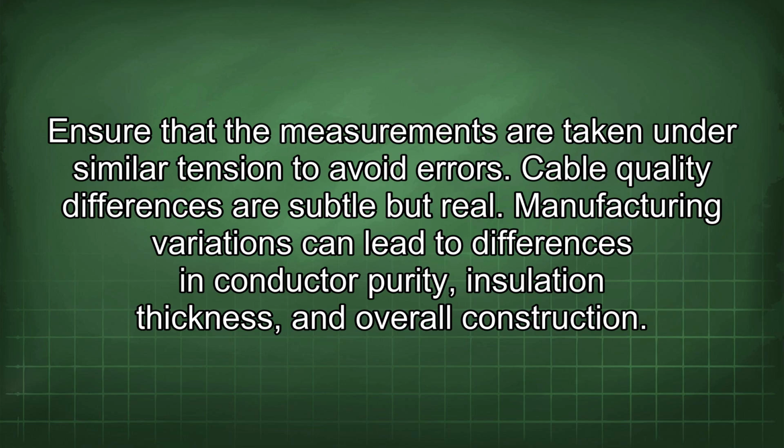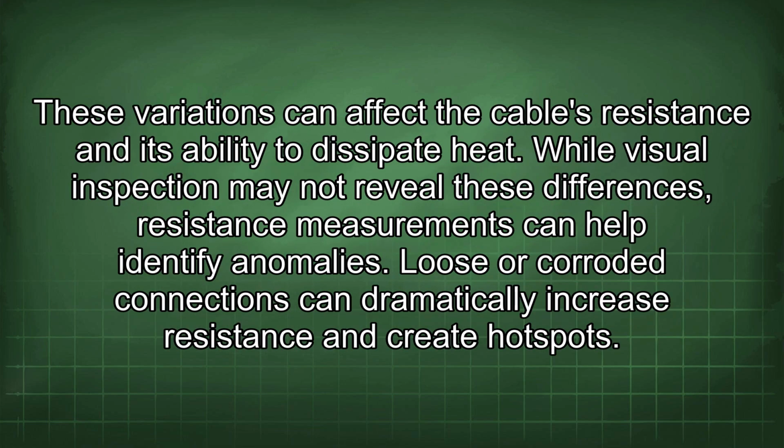Cable quality differences are subtle but real. Manufacturing variations can lead to differences in conductor purity, insulation thickness, and overall construction. These variations can affect the cable's resistance and its ability to dissipate heat. While visual inspection may not reveal these differences, resistance measurements can help identify anomalies.